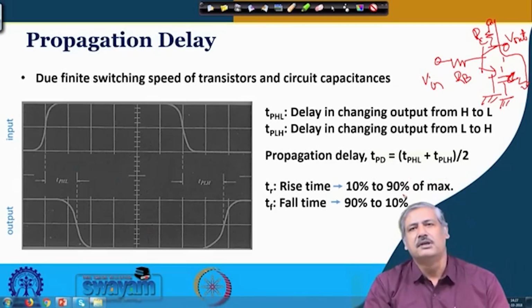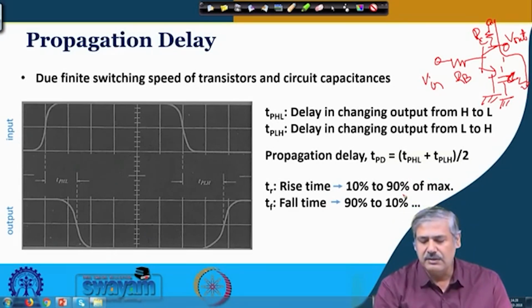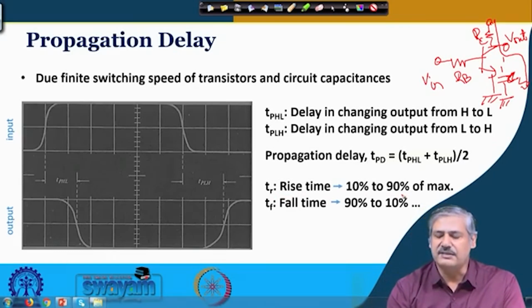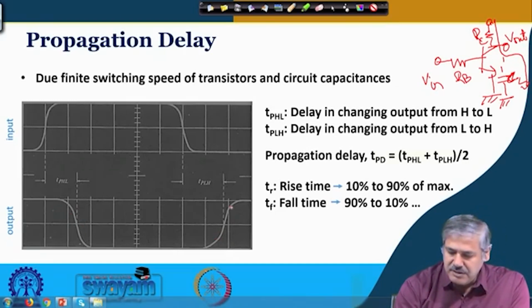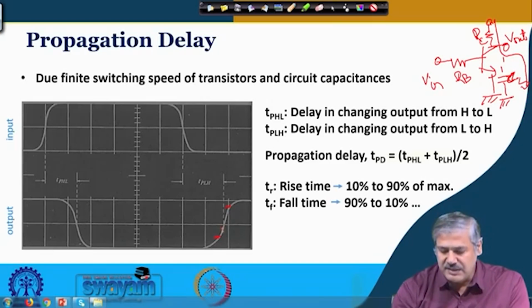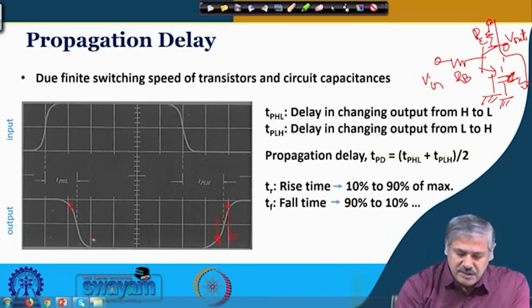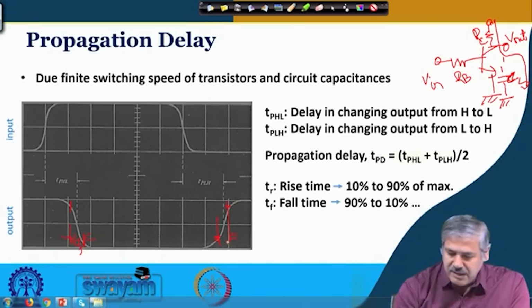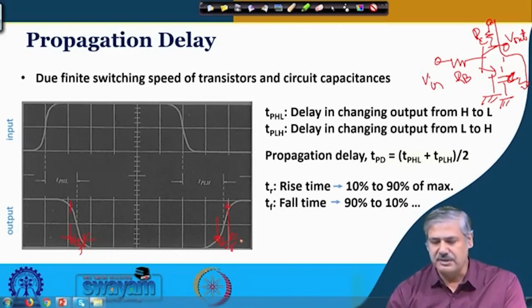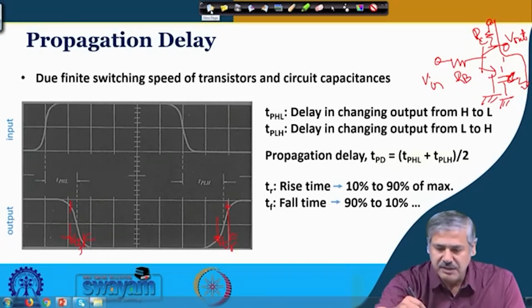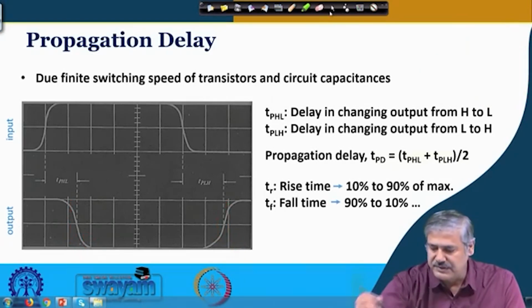Two other time parameters that are important here, one is rise time, another is the fall time. Rise time is the time it requires to go from 10% to 90%. So, that is the rise time, and fall time is 90% to 10%, whatever time is required, that is your fall time. So, this is your Tf and this is your T rise. These are two important parameters, so we shall take note of this.